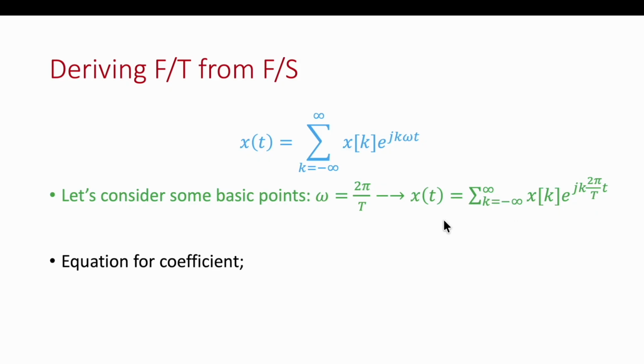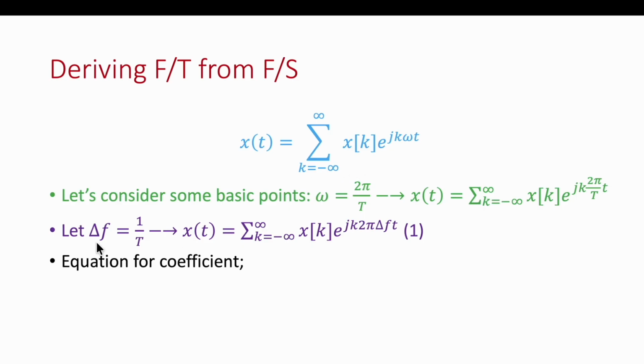Similarly, for the coefficient in the equation, let delta f equal 1 over T. Why delta f? Because we know that the Fourier transform is used for aperiodic signals. Usually for a periodic signal, we know that f is equal to 1 over T. But in the case of an aperiodic signal, you can write delta f equal to 1 over T. Then you can replace 1 over T in this equation with delta f. And this is equation number 1.